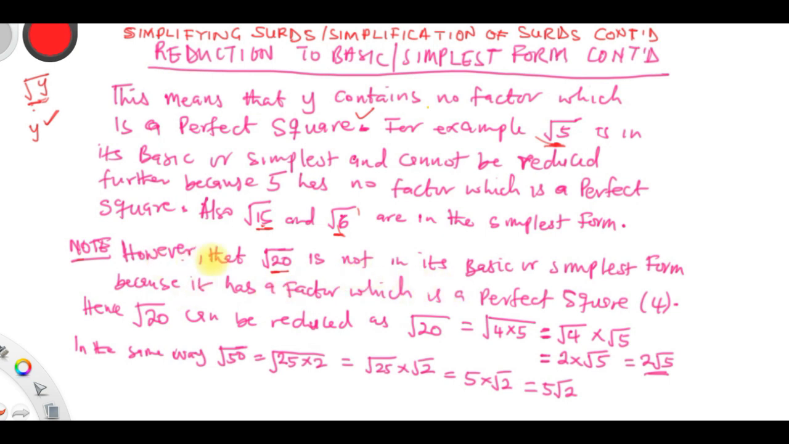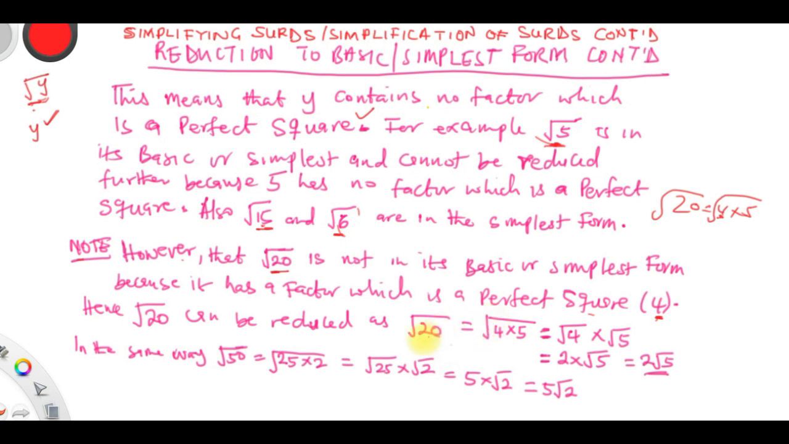So we are saying that, note however, that the square root of 20 is not in its basic or simplest form. This is not simplified because 20 has a factor which is a perfect square, 4 in this case. Because 20 is equal to 4 times 5. So the square root of 20 is the same as the square root of 4 times 5. Since 20 contains a perfect square factor, 4 specifically, this is not simplified completely. Hence, the square root of 20 can be simplified.